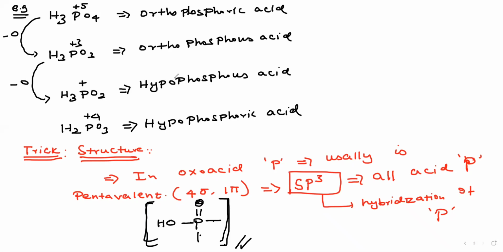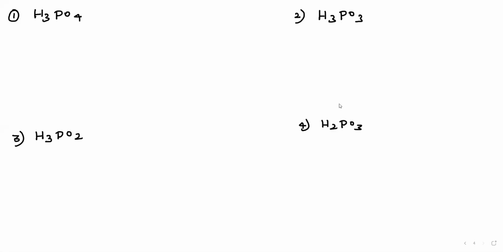Take the first one, H3PO4. The second one, H3PO3. The third one, H3PO2. And the fourth one, very important, H2PO3. What is the common unit for everything? Phosphorus, double bond O, here OH, then a bond here. This is common for all the oxyacids of phosphorus. Similarly, this also has P double bond O, OH and H.